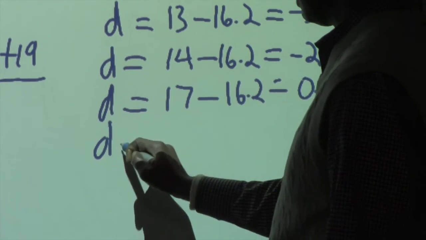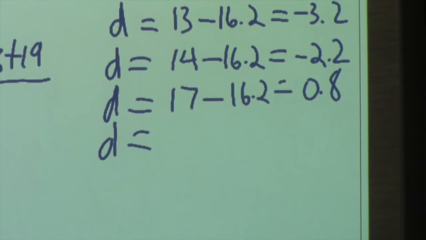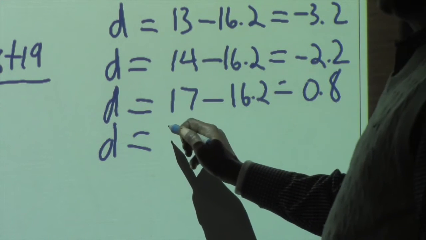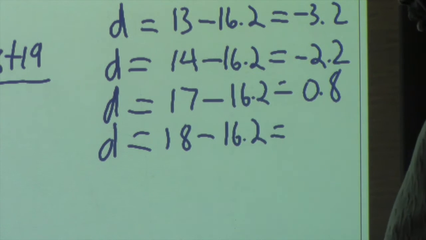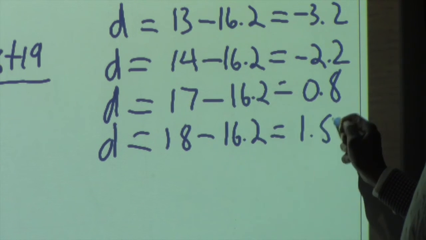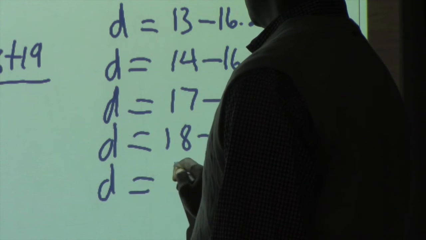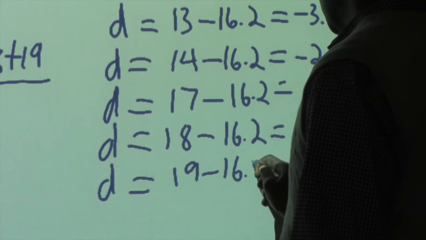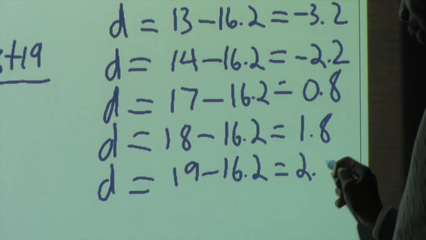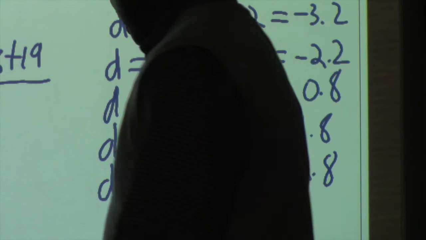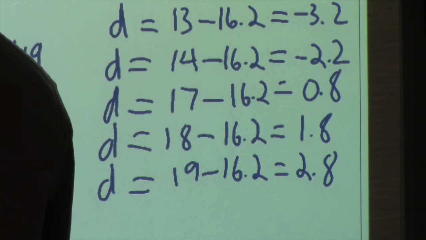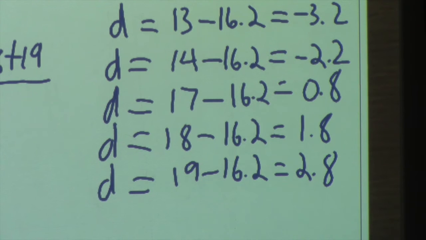The next one we have is going to be 18 minus 16.2. It's going to give me 1.8. And then we do D equals 19 minus 16.2. It's going to give me 2.8. So we have all our D's. So what we need to do next is to find D squared and sum it up.